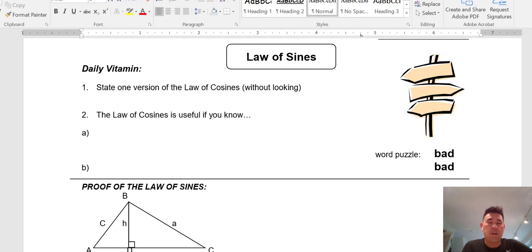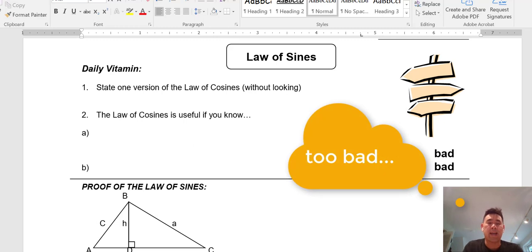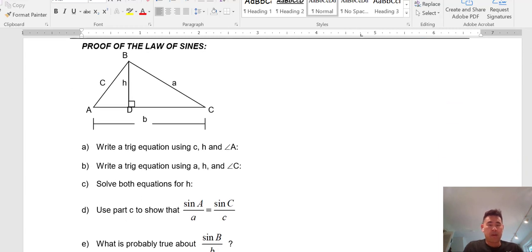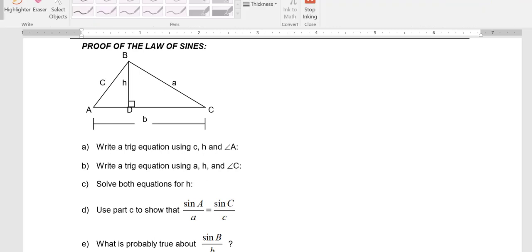Okay, the other law that we're going to deal with for non-right triangles is the law of sine. And so we're going to do a little proof here. It's pretty quick. So here's a diagram. This is little c here.